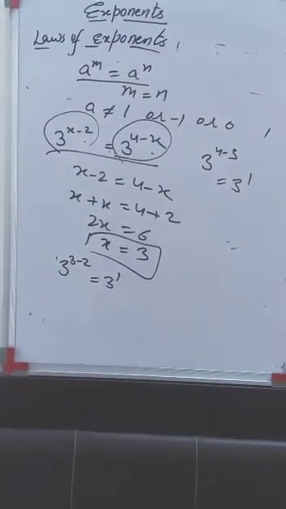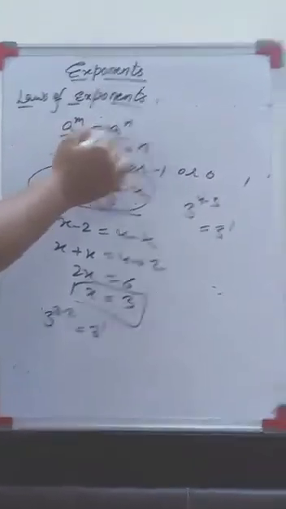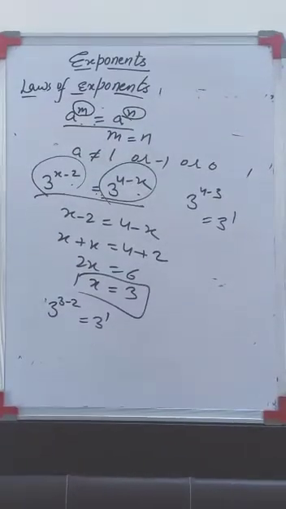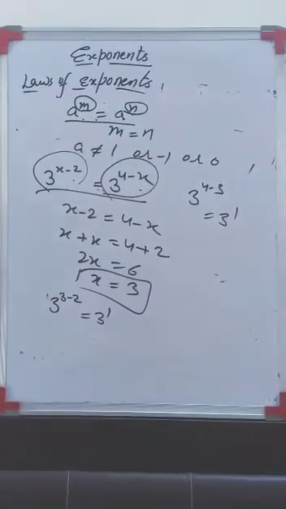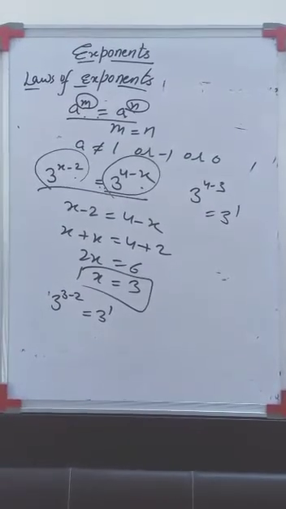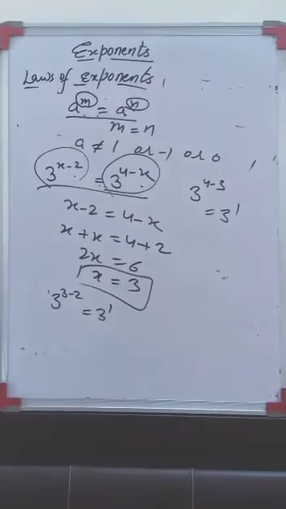So this is your 10th rule, that if a raised to power m is equal to a raised to power n, then your m will be equal to n, right? On these forms you need to calculate the values of x in the powers. That is all about the laws of the exponents, and based upon that you need to solve the questions.